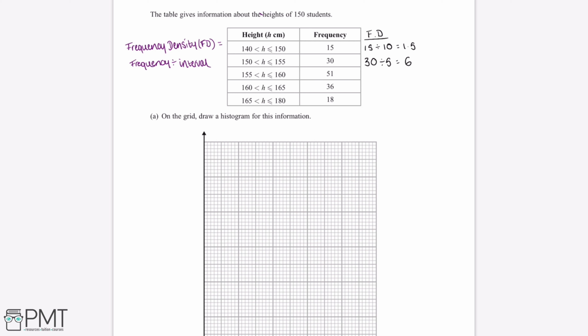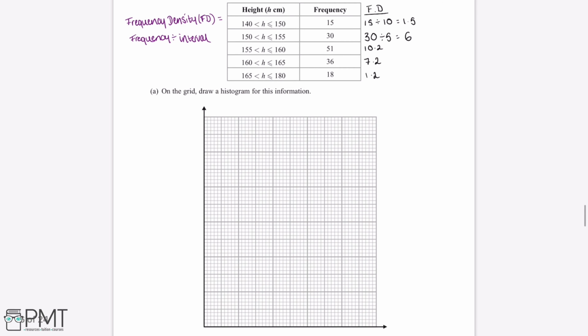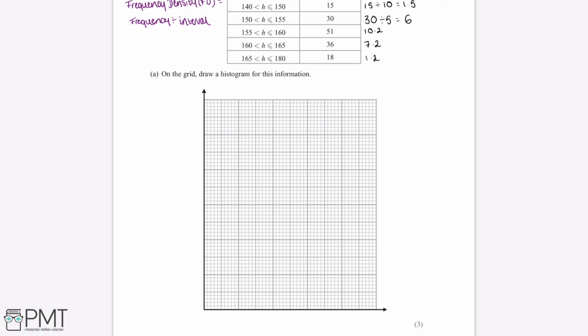So 51 divided by 5 gives us an answer of 10.2. 36 divided by 5 gives us an answer of 7.2. And then 18 divided by 15 gives us an answer of 1.2. So now what we need to do is draw the information onto this histogram.